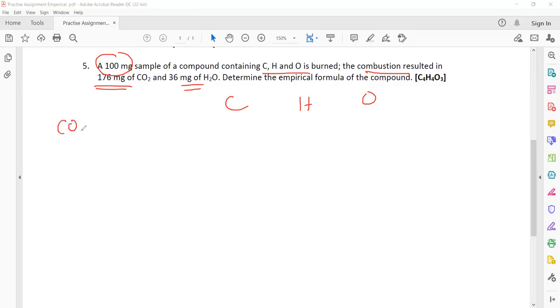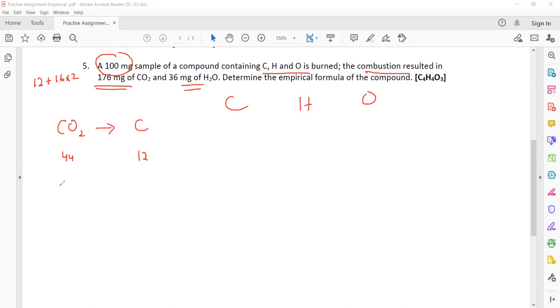You can see that one molecule of carbon dioxide has one carbon. And what is the total mass of carbon dioxide? Carbon is 12 plus oxygen is 16 times 2, so that is 32. So 32 plus 12 is 44. It means if we have 44 grams or milligrams of carbon dioxide, it will have 12 grams of carbon, because one molecule of carbon dioxide has a mass of 44 and that contains 12 grams of carbon.